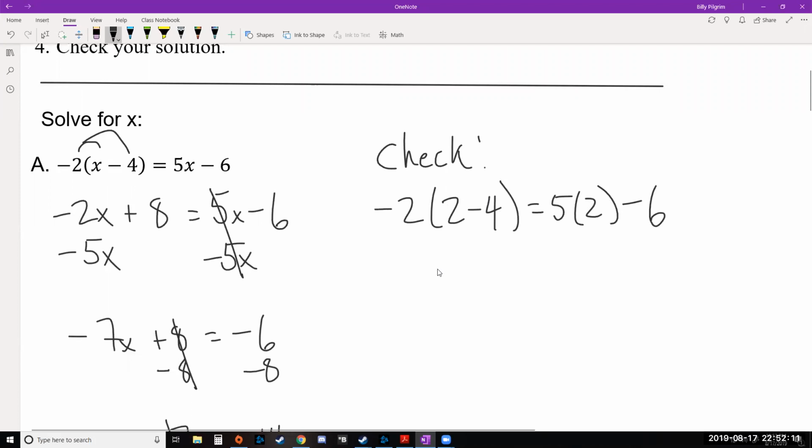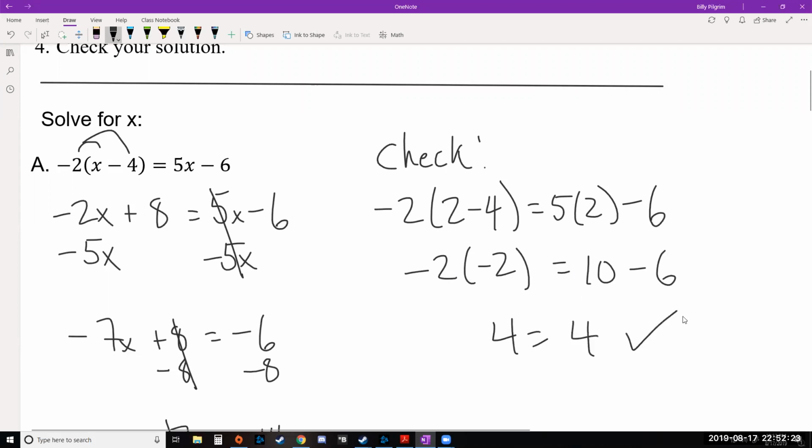So here 2 minus 4 is -2, so we have -2 times -2. Over here 5 times 2 is 10, and then we have a -6. -2 times -2 is +4. 10 minus 6 is also +4. So it checks out. We know it works now because we plugged it in. We got a true statement. So that's all the steps.